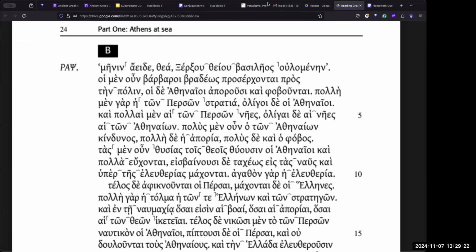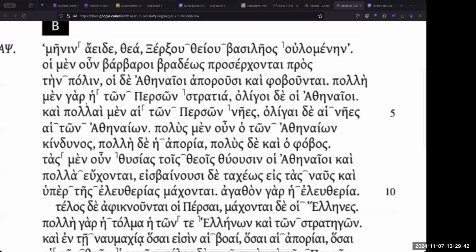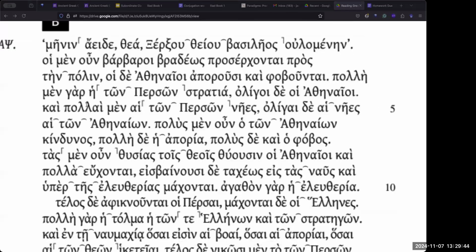Okay, so now what I want us to do is, apart from the Homer line, or adapted Homer line, beginning with hoi men oun barbaroi bradeos proserchontai, we want to put this whole passage into the imperfect, because right now it's in the present, right?